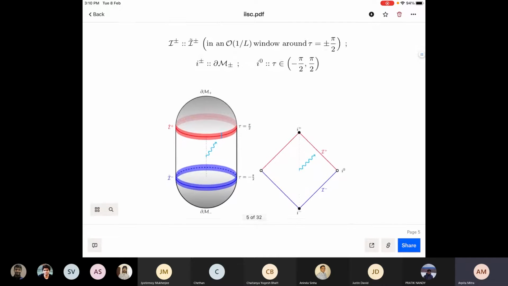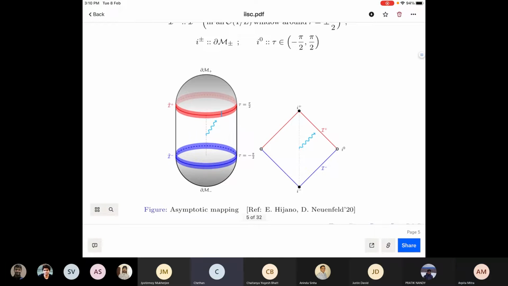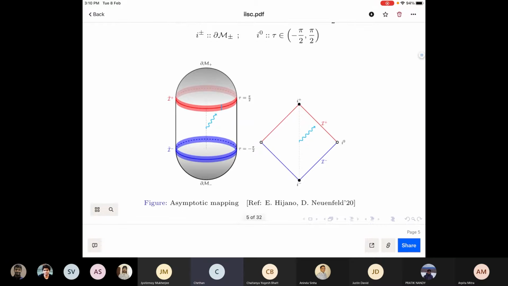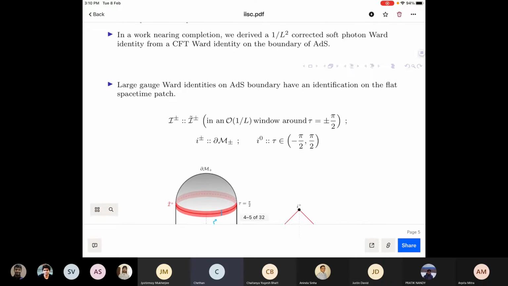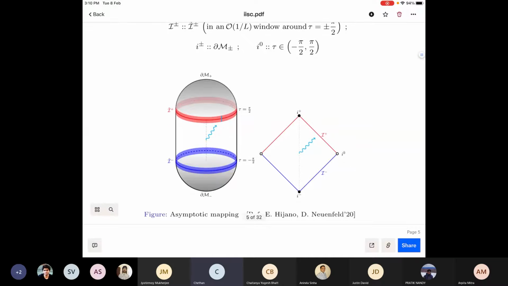I think this figure will help to clear things up. Should I explain this figure now? Yes, please go ahead. I'm just trying to understand. Maybe as you explain the calculation, it will become clearer. What is the systematic 1 over L calculation you're doing? Because in flat space there is an S matrix and in AdS there is a correlation function. So how do you construct it?